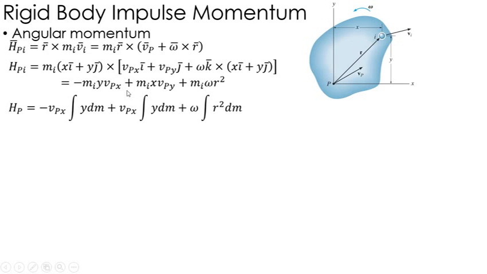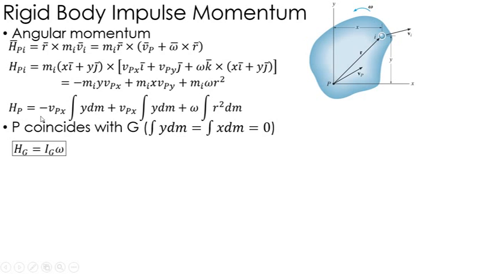Okay. Now, doing this for the entire rigid body, basically I sum up all of the angular momentum for each of the particles, and that's effectively doing an integral. Okay, so changing all the mi's to dm's essentially is what I'm doing here, and I get an equation that looks like this.